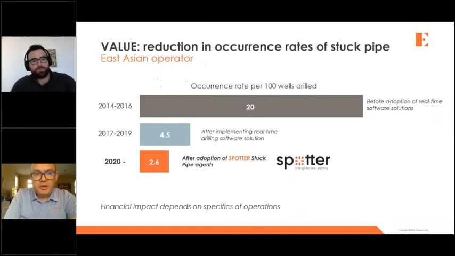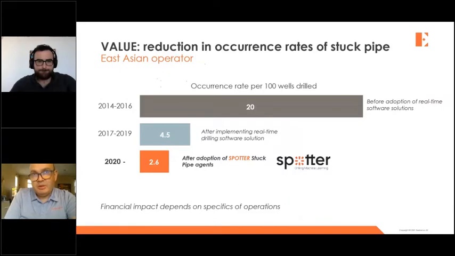They were very thorough at collecting statistics about whether it was helpful or not. And this is published by them, so you don't have to believe us. What it says is that on average, they used to have about 20 stack pipe incidents per 100 wells, and then in 2017, they started to use some type of analytics to try to understand and predict what's happening.